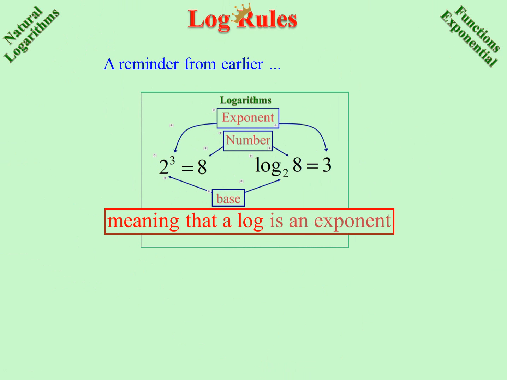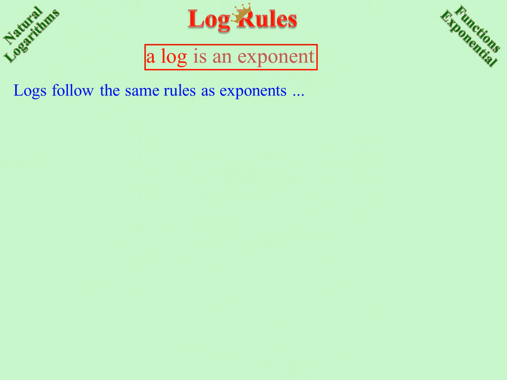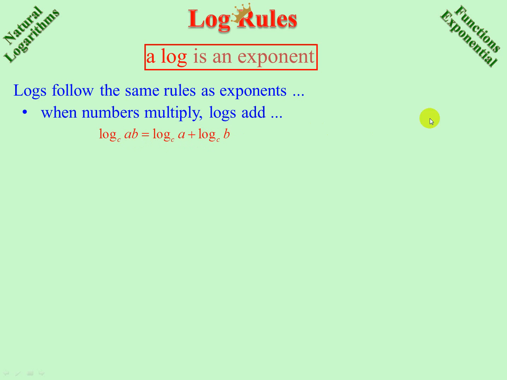Very important to remember that a log is an exponent, so logs behave in the same way as exponents. Meaning that when numbers multiply, logs add. So log of a product is the same as the sum of the logs. And for ln, the same thing. Ln of AB is ln A plus ln B, because quite simply ln of AB is log of AB to base e.